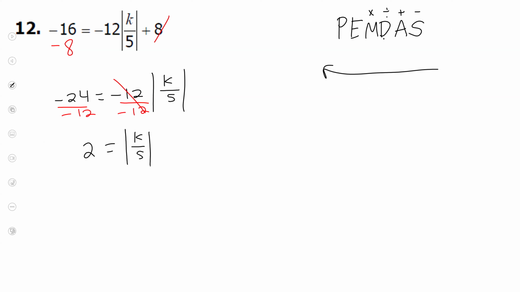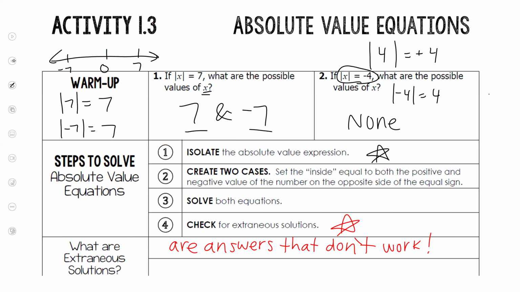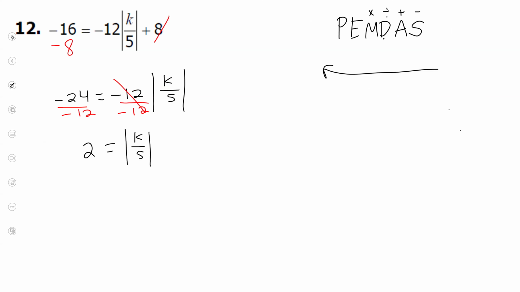No, guys, go to the front page. What does it say? Create 2 cases. Let's look at the notes. After we isolate, we create 2 cases. So now we're going to create 2 cases. I'm going to do 2 equals k over 5, and I'm going to do negative 2 equals k over 5. And then we're going to solve to get k by itself. Step 3 is solve.